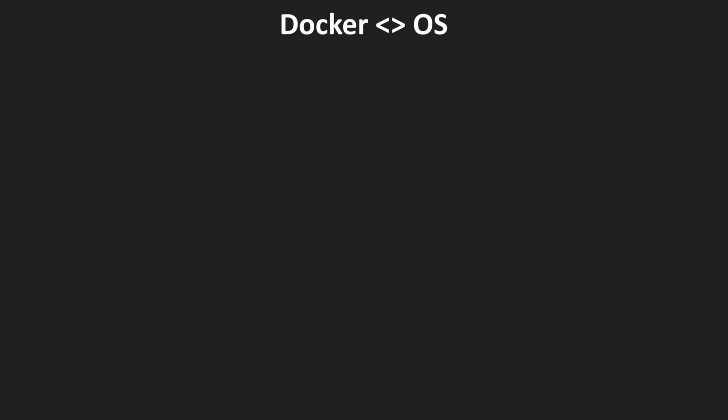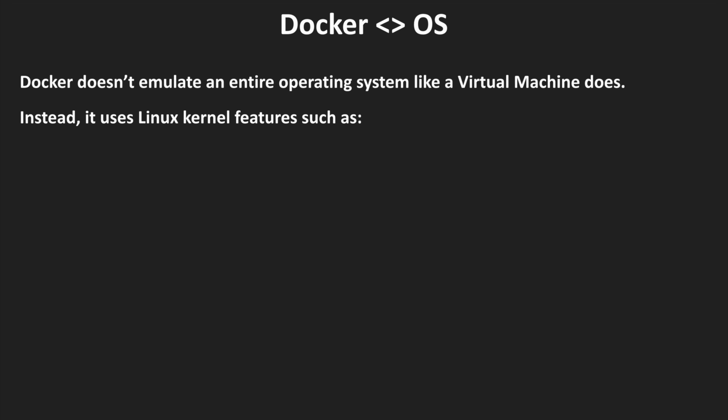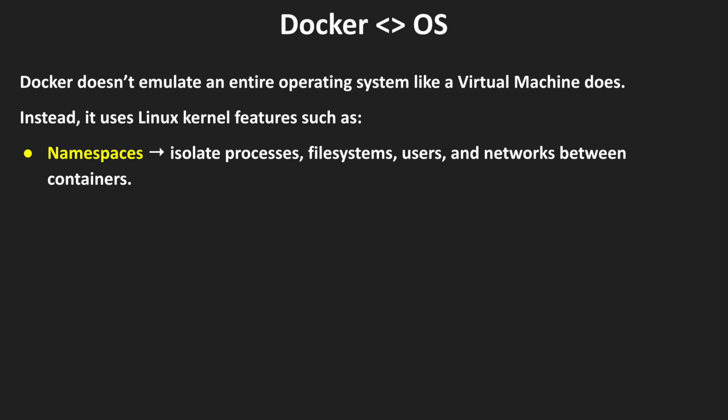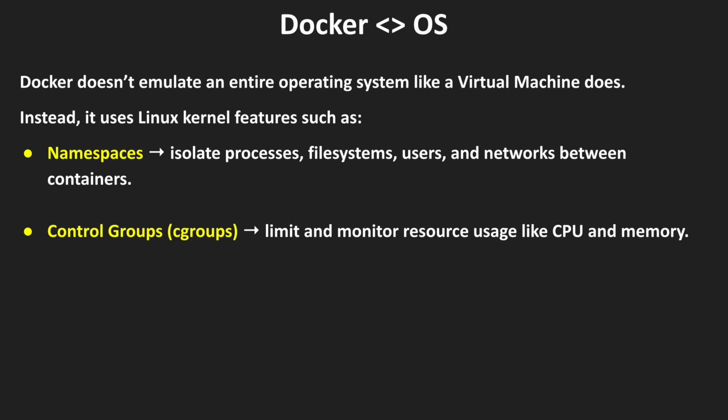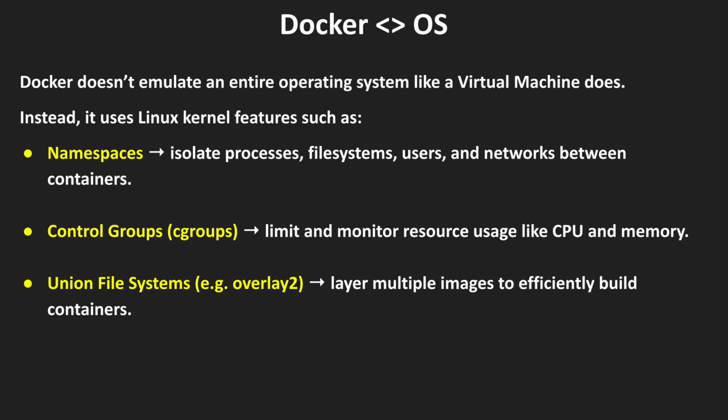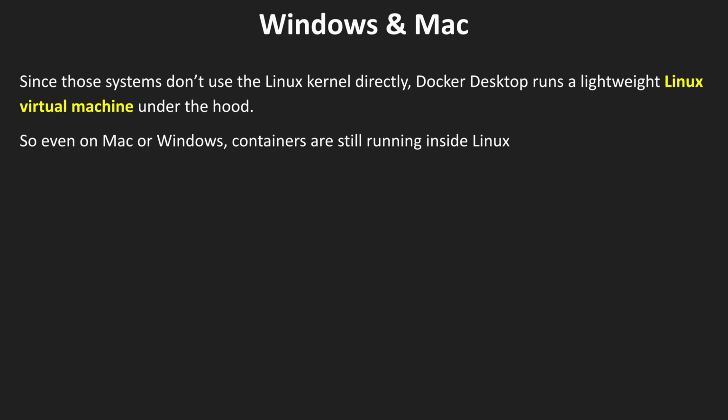Let's take a look at the interaction between Docker and the operating system. Docker doesn't emulate an entire operating system like a virtual machine does. Instead, it uses Linux kernel features such as namespaces to isolate processes, file systems, users, and networks between containers. Another one is control groups. Control groups limit and monitor resource usage like CPU and memory. And also we have a union file system, for example, overlay2, for layering multiple images to efficiently build containers.